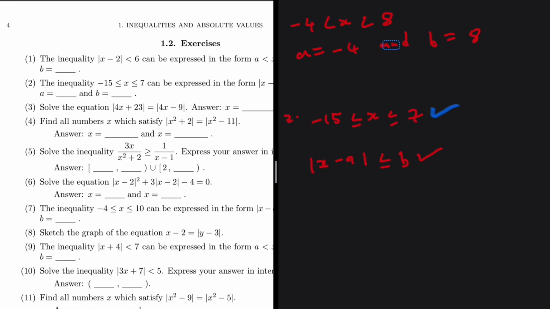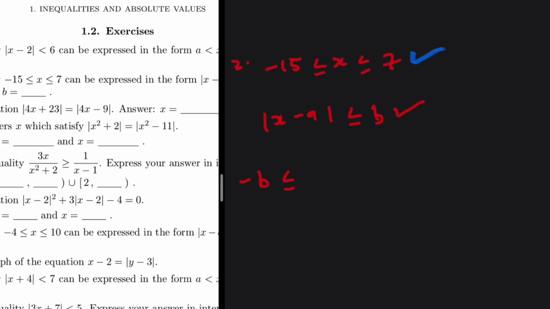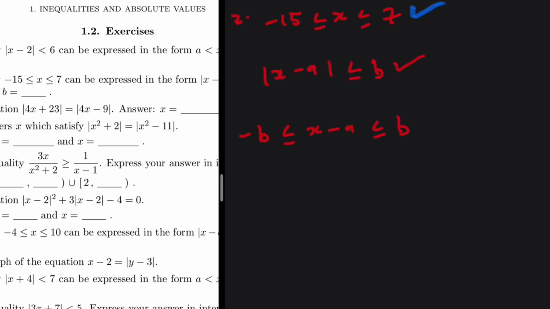So let's stick to the basics here. What would we do if we have the absolute value of x minus a being less than or equal to b? Obviously, we would say that minus b is less than or equal to x minus a, and x minus a is less than or equal to b. That's what we would say, right? And then making x the subject of the formula, we would have minus b plus a being less than or equal to x, and x is less than or equal to b plus a. So we have b plus a.